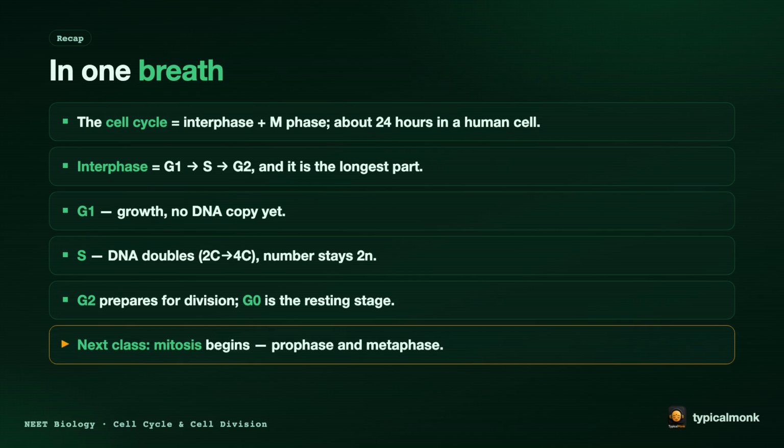In the next class, mitosis begins. Prophase and metaphase. See you there.